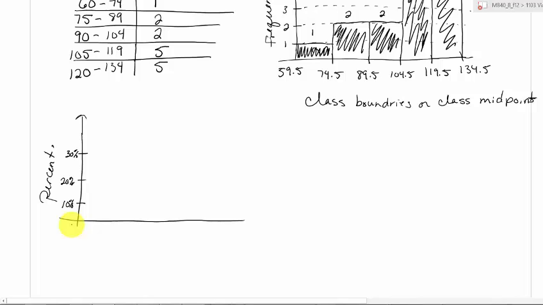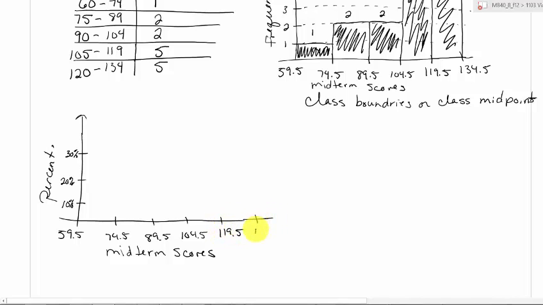And then along the bottom we would label it the same as our regular histogram. Oh, and we should also label this. This is midterm scores. And so our first boundary point was 59.5. Our next one was 74.5. The next one was 89.5, and then 104.5, and 119.5, and the last one, 134.5.